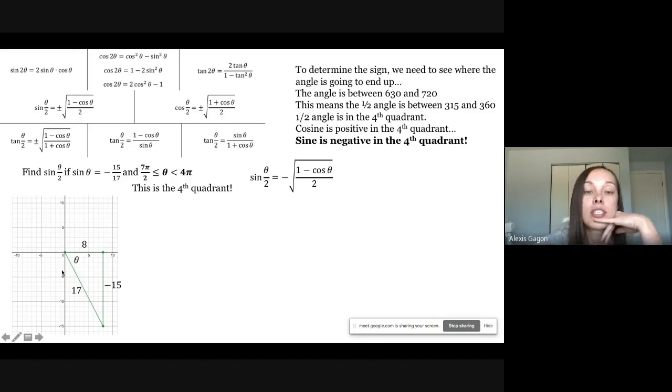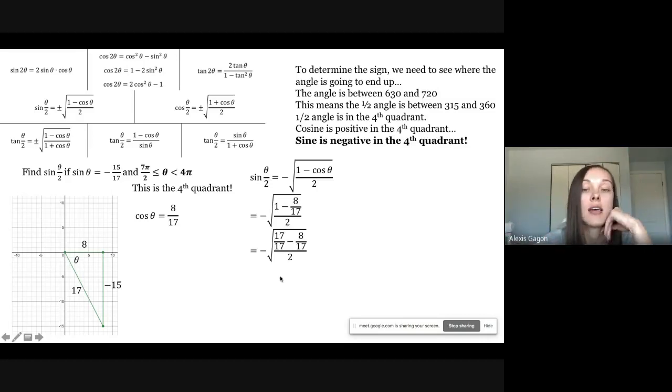Okay. We don't really care about sine because sine's not in here, but we need cosine. So cosine of theta ends up being 8 over 17. Okay, so that's what I'm going to plug in here. So that's going to be negative square root of 1 minus 8/17 over 2. Then we just need to simplify this. So 1 is the same thing as 17 over 17 minus 8 over 17 over 2, which 17 minus 8 is 9, and then over 17 over 2.